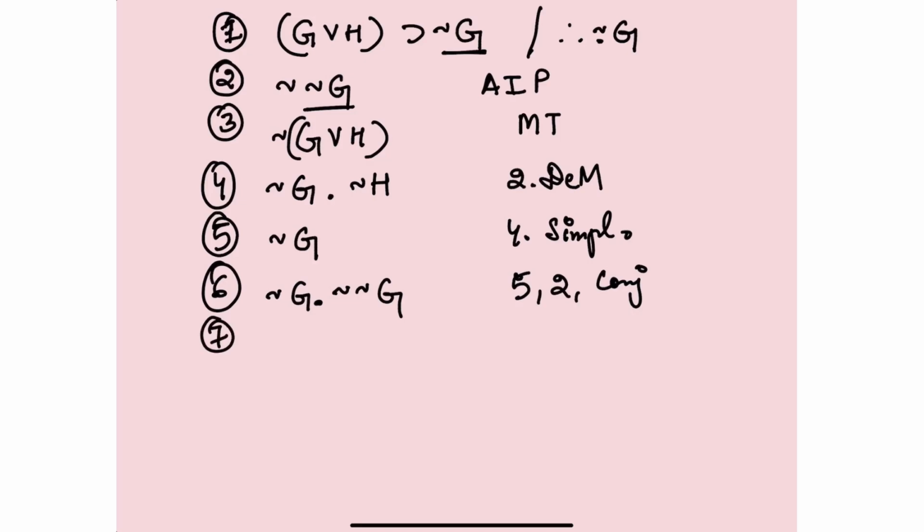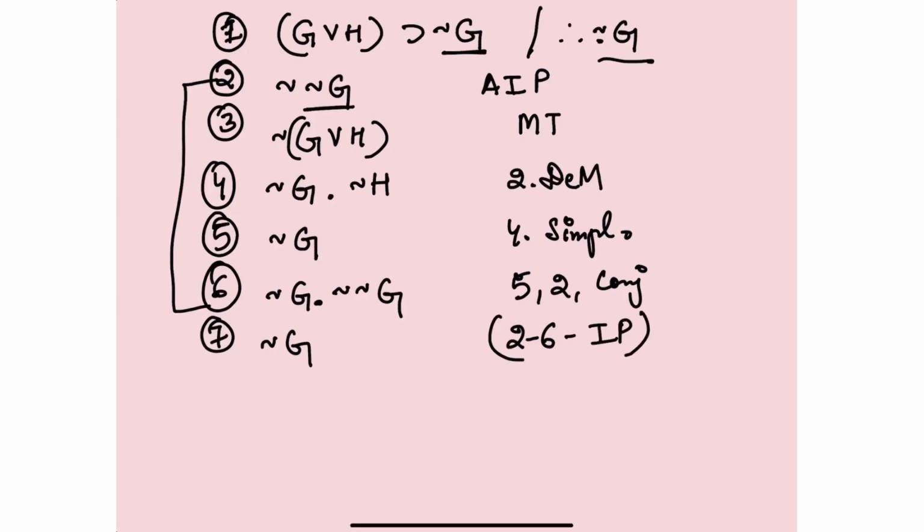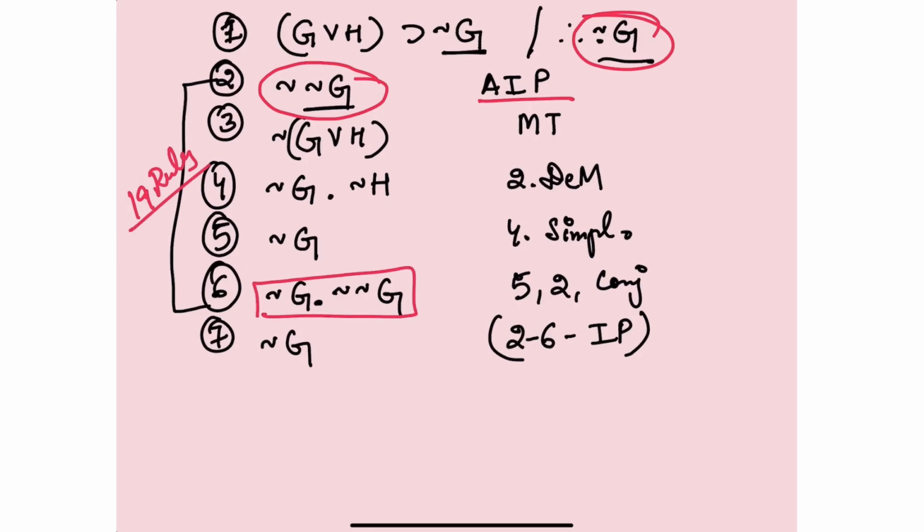The last step is simply write the conclusion which is negation G, and then you can write second to 6 you have used IP. Second to 6 IP. So basically it's very easy. You have to do the negation of the conclusion, and then by using the 19 rules, simply find a contradiction. Once you find the contradiction, simply write negation G, meaning that the original given conclusion is valid.